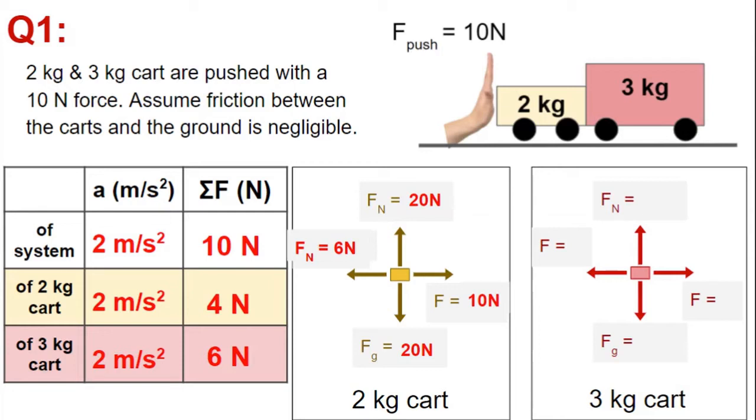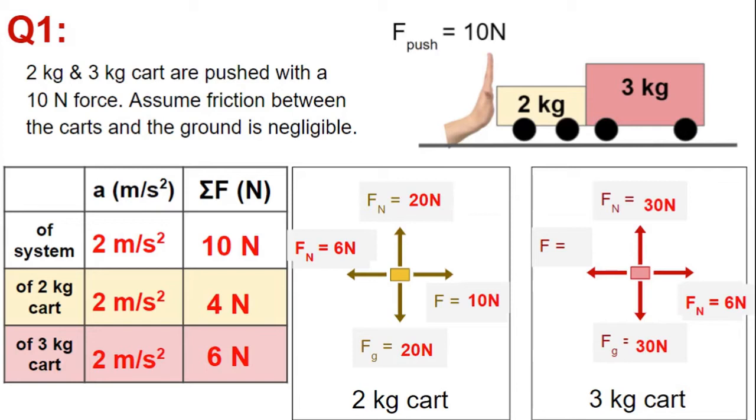Now considering the 3 kilogram cart, we can fill in the force of gravity is 30, and the normal force will also be 30. Thinking about Newton's third law, since the 3 kilogram cart is exerting this 6 Newton normal force on the 2 kilogram cart, the reverse must also be true. The 2 kilogram cart is exerting a 6 Newton normal force on the 3 kilogram cart. So I'll fill that in on the arrow pointing to the right.